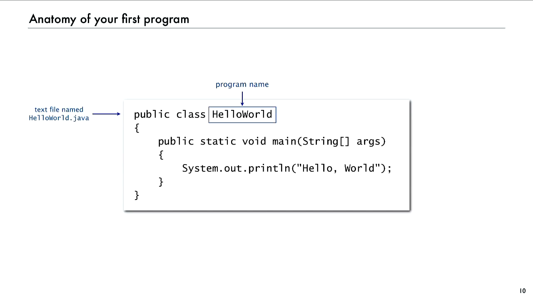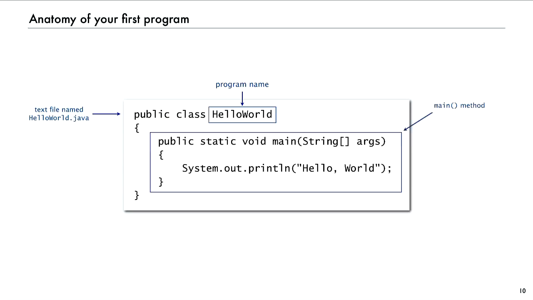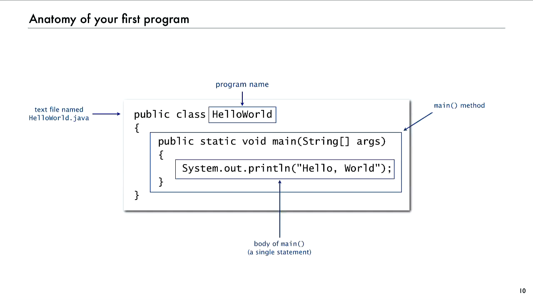The thing Hello World is the program name. In Java, that program name is the same as the file name that appears right before the .java. And then there's a thing called a main method. And all our programs have main methods, and we'll talk about exactly what that is. And then this program has the body of the main method, which is a single Java statement that says, in this case, print this line of text out.